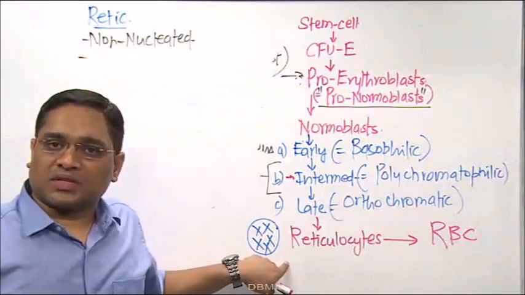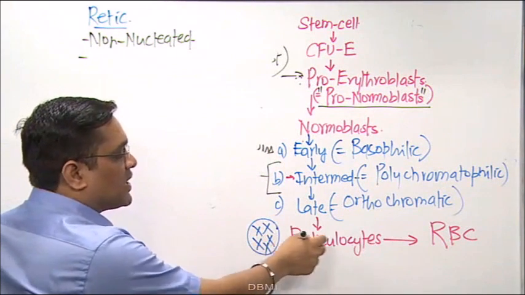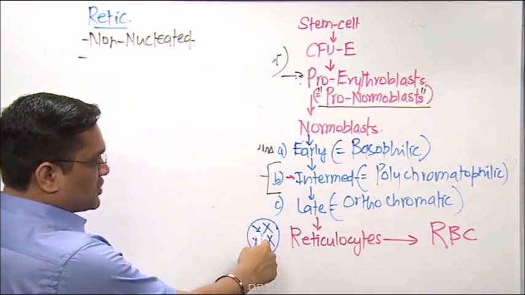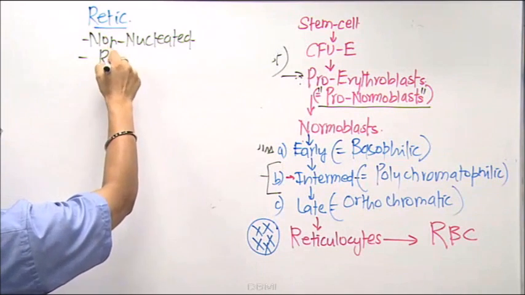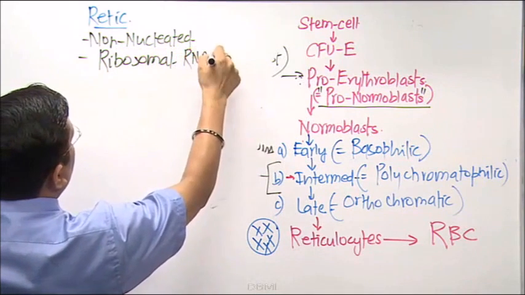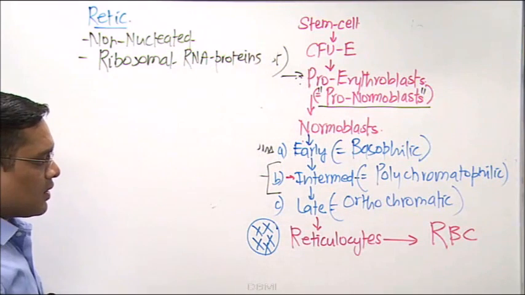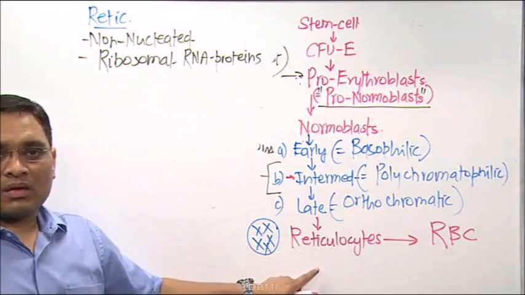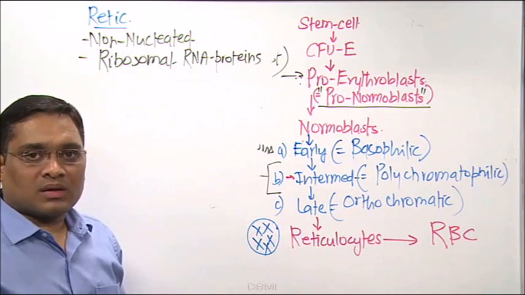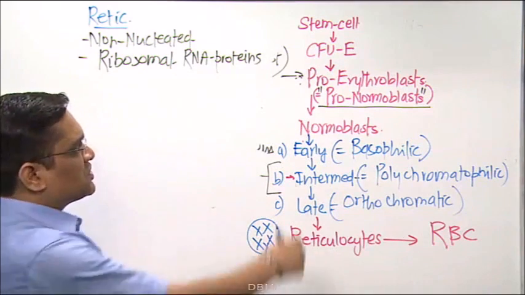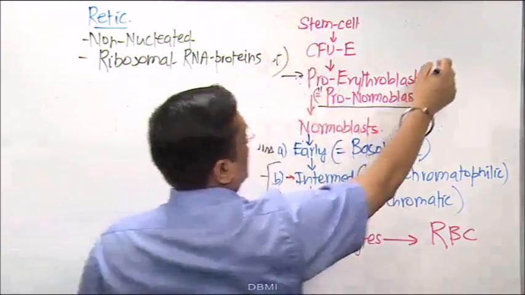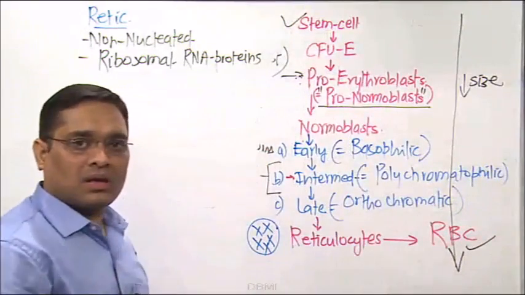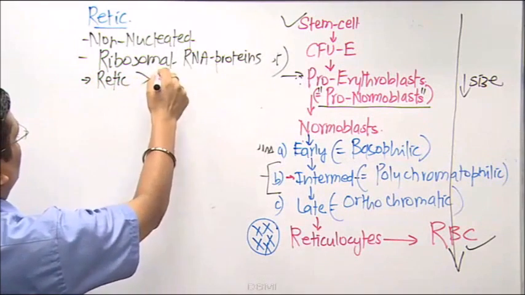Why is it called a reticulocyte? This is another question. Because they have reticulum-like or meshwork-like structures. This reticulum-like structure is made up of ribosomal RNA proteins. There was a question: is a reticulocyte larger than an RBC or smaller than an RBC? The answer is that reticulocytes are larger. This is the order of decreasing size: the largest cell is the stem cell and the smallest cell is the RBC. So remember, a reticulocyte is larger than an RBC.